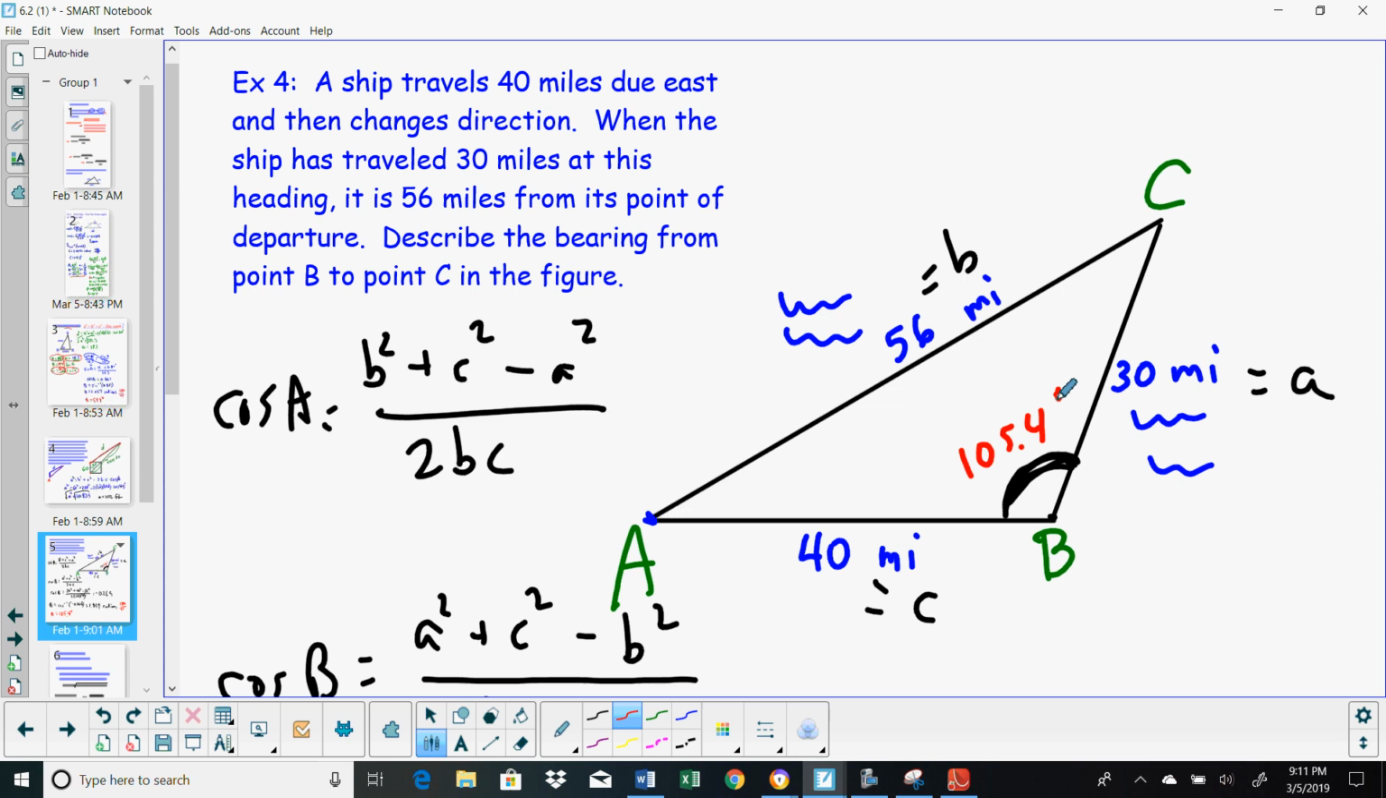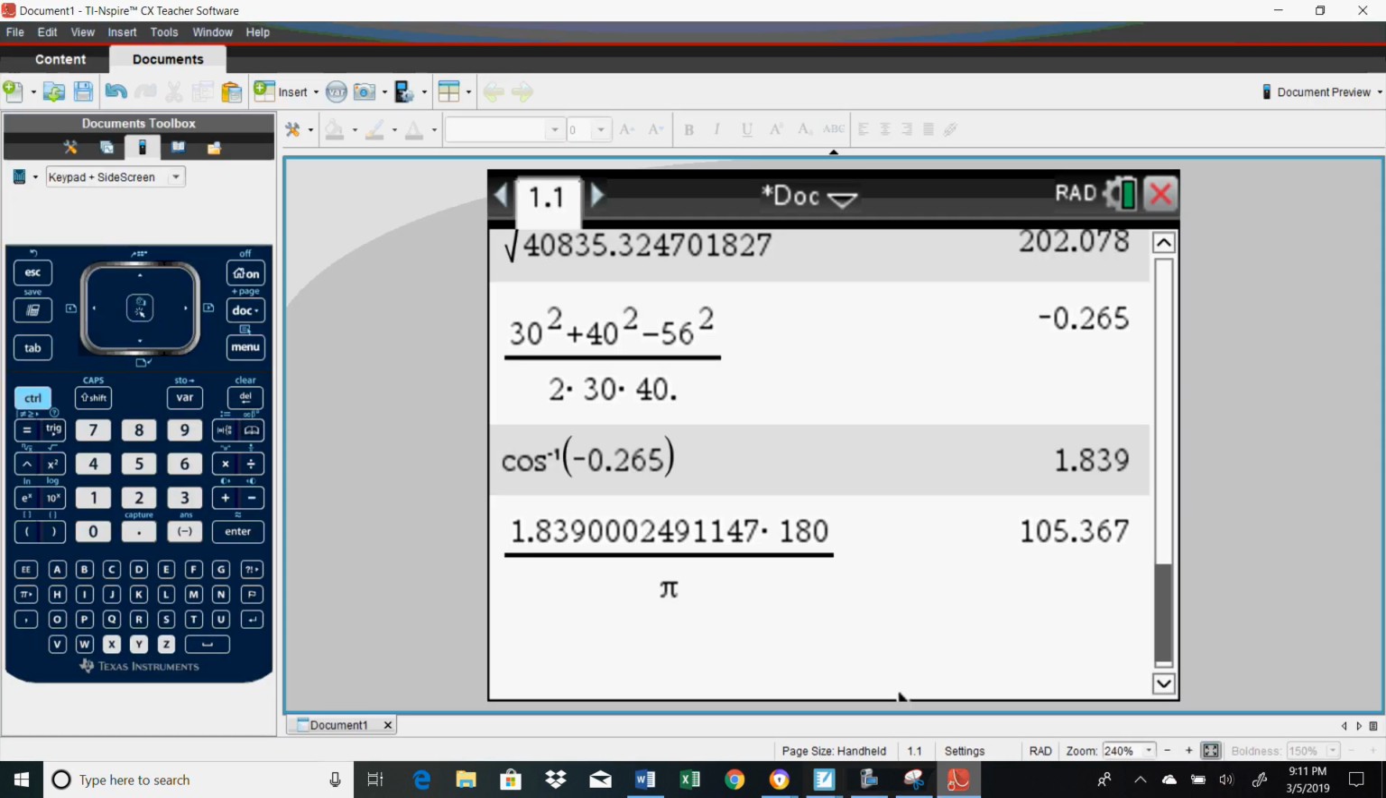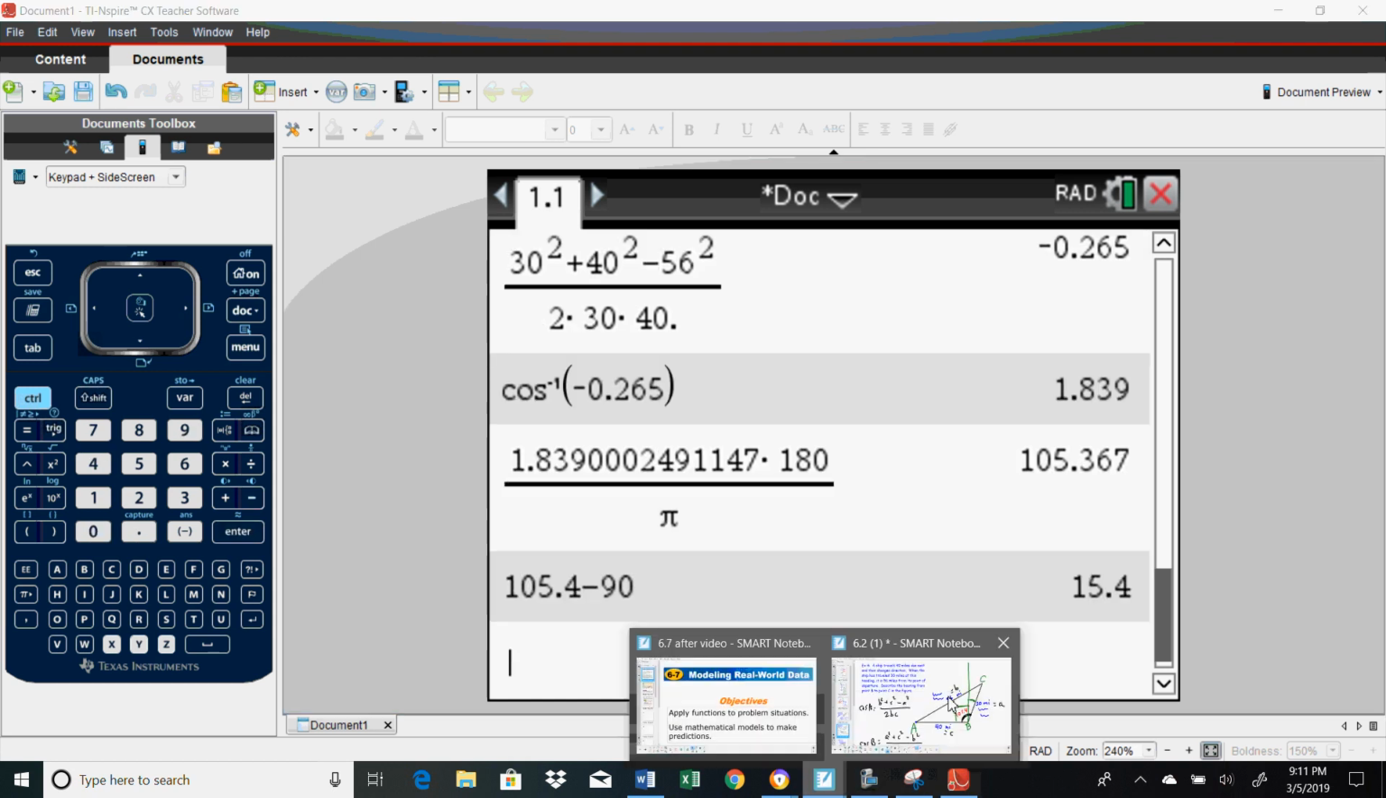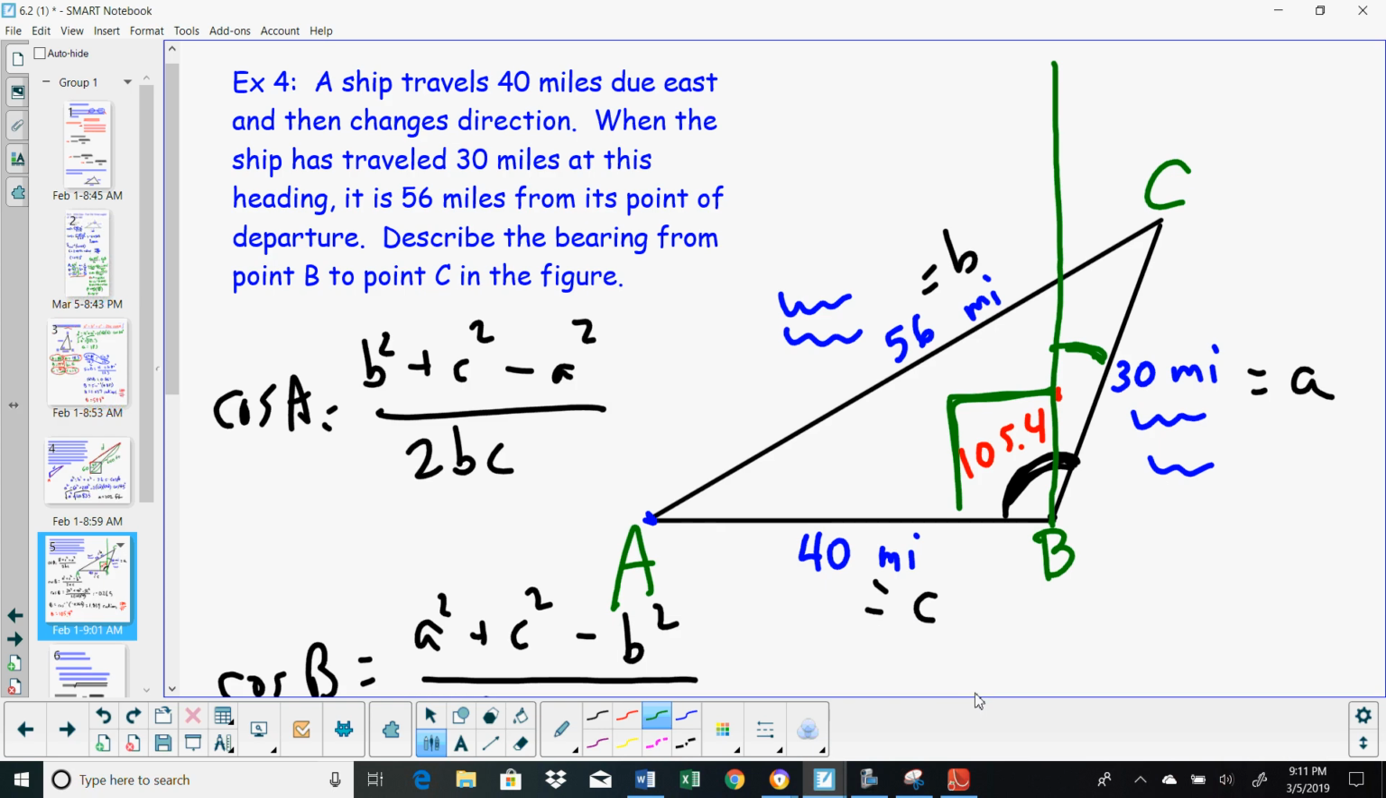That's what we just worked out. So if I'm trying to find the bearing, and I know that from A to B is east-west, so if I draw a north-south line, I know the whole angle is 105.4, but this much of the angle is a right angle, 90 degrees. So we can subtract to get this angle here. 105.4 approximately minus 90, I'm getting 15.4. That's this little angle here, 15.4 degrees.